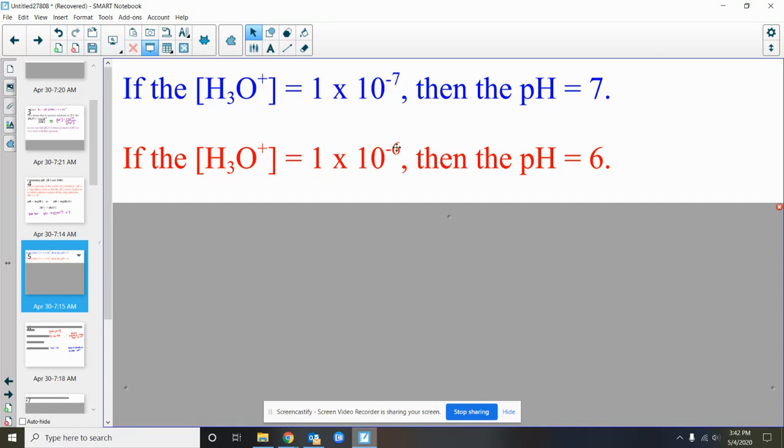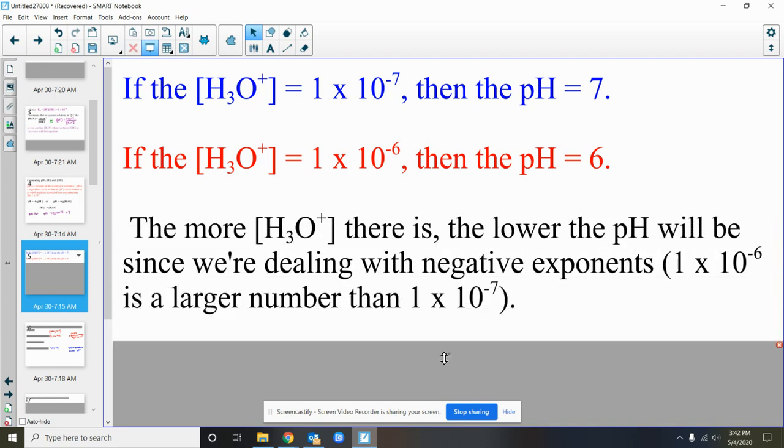1 times 10 to the negative 6th, the pH is 6. 1 times 10 to the negative 4 would be a pH of 4. Okay, so that's nice when you have 1 times 10. That's not always going to happen. If you do have 1 times 10, your pH is just the positive value of your exponent. But not everything is going to be 1 times, and then you would just have to plug that into your calculator, and I will show you what that looks like here.